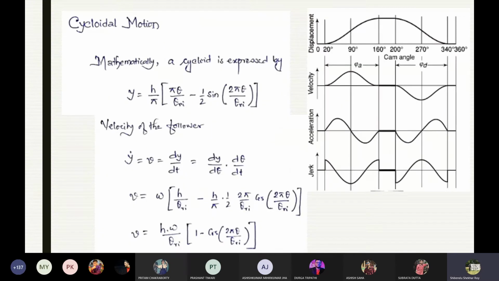For this part you just keep some blank pages, because you have to solve the numerical problem today. For cycloidal motion you just write; no need to draw the graph. You just write the mathematical equation first. Cycloidal motion: write down the equation, write down the velocity equation, write down the acceleration equation. Then I will give you the numerical problem. So all of you, please write down.